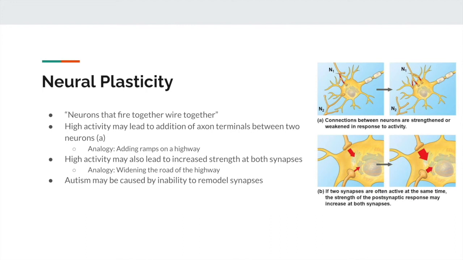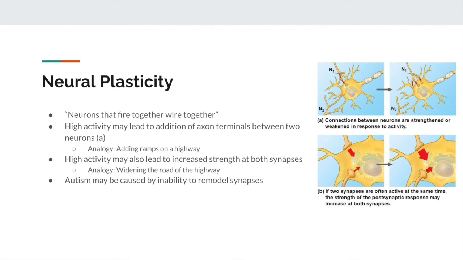And so there are two main ways that this can happen. The first way, outlined in figure A on the slide, is by the addition of new axon terminals from the presynaptic neuron to the postsynaptic neuron. So this is, if you want an analogy, sort of adding more ramps on a highway so that more cars can pass through, right?